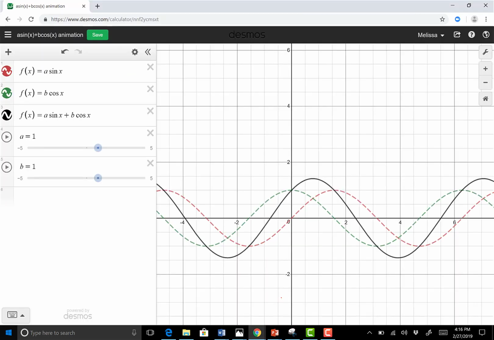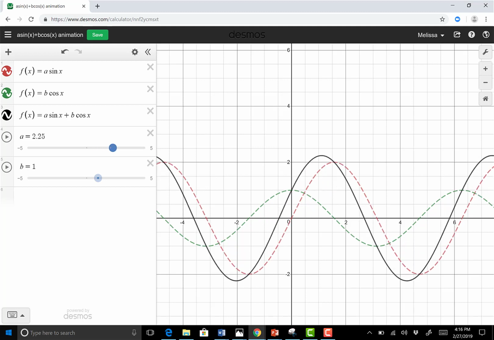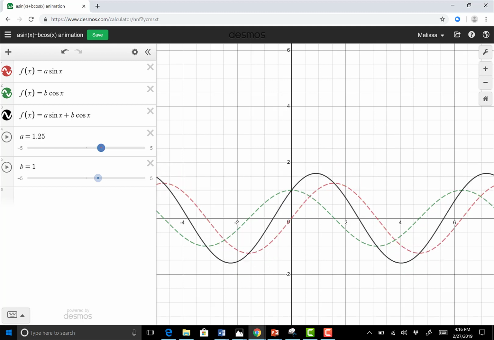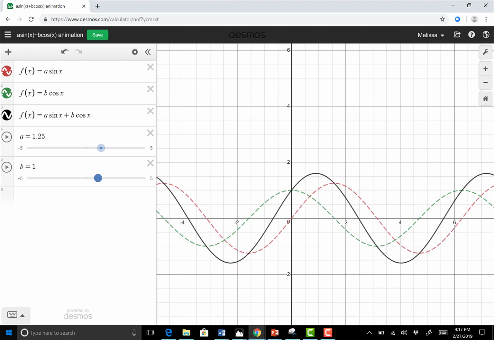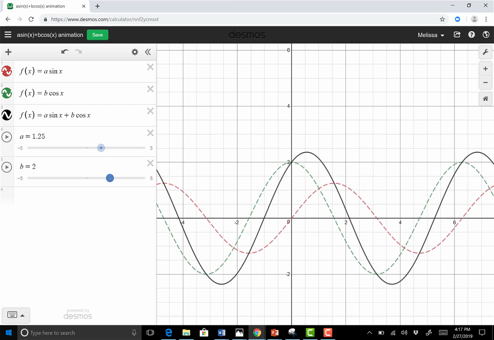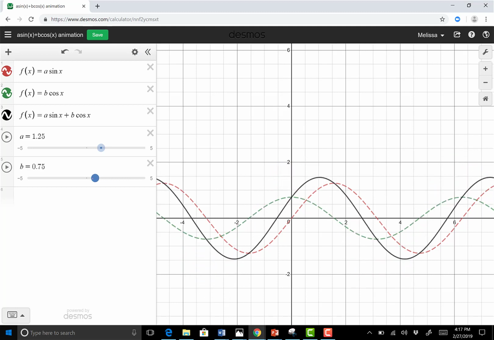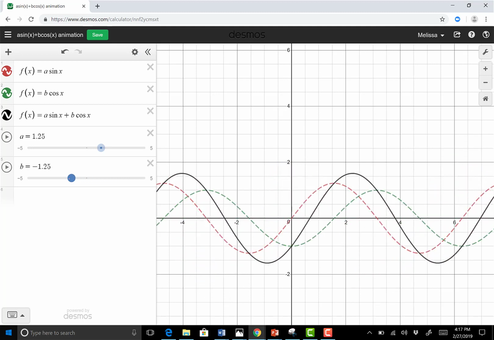Okay, so here is a graph I've made on Desmos, which is an online graphing calculator. And you can see that I've graphed a plain old sine and a plain old cosine. The way that these work is I can change the amplitude just by sliding this. My A sine is red. See how the amplitude of the red graph changes. And then B cosine is green. You can see the amplitude changes, and I can do some negative ones.